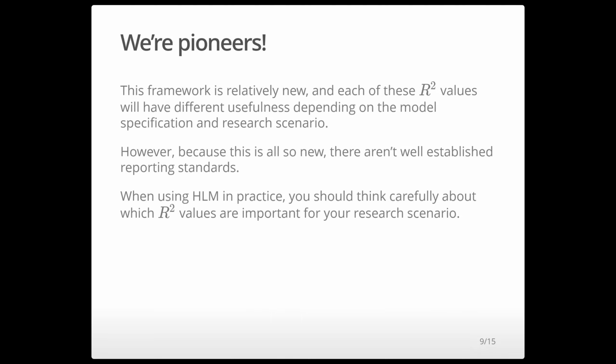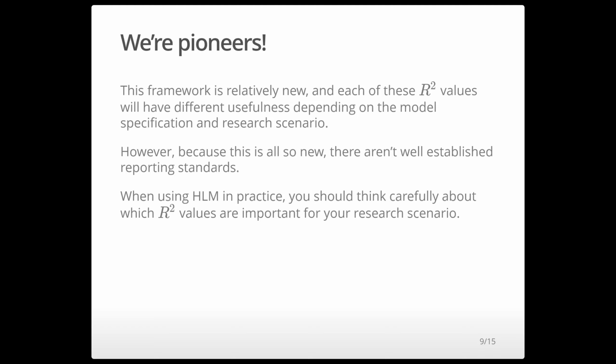This framework is relatively new, and there are all these different R square values, and they're going to have different usefulness depending on the model and the research scenario. And because this is so new, there aren't exactly well-established reporting standards.